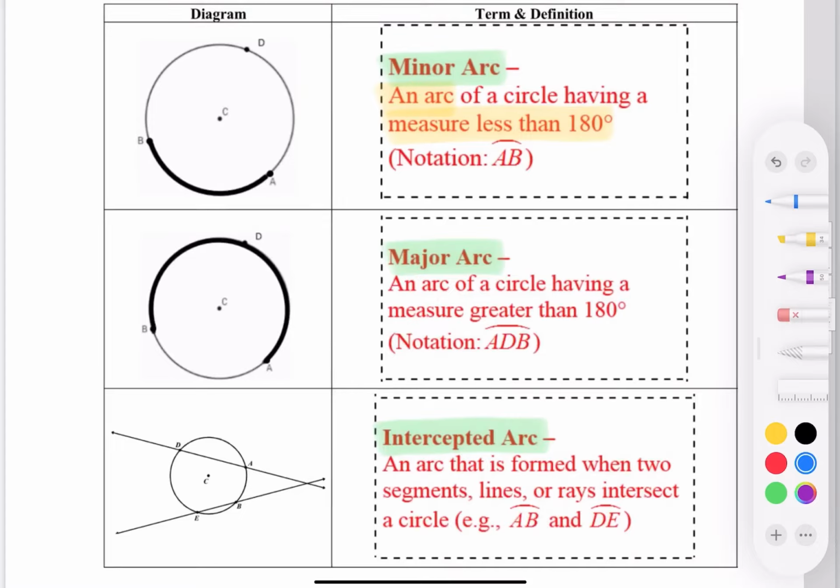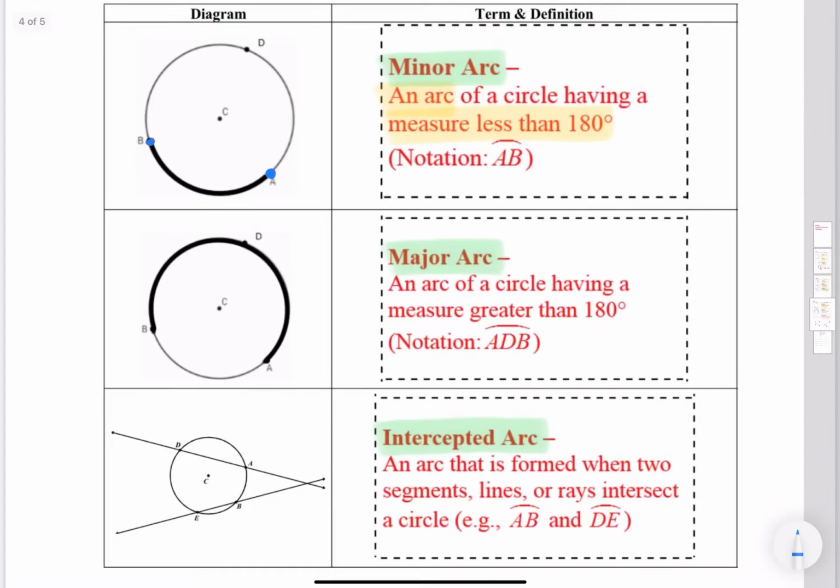So right over here we have our point A and our point B, and the arc in between them would be a minor arc. So this is going to be denoted as arc AB. So it's denoted with two letters here because it's a minor arc.